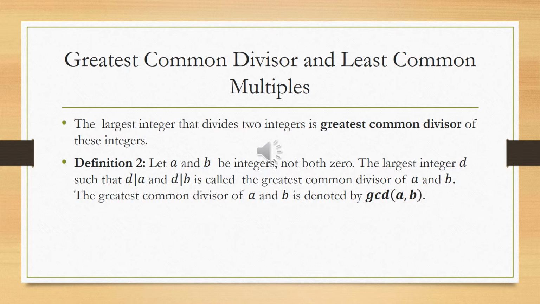Greatest common divisor and least common multiples. The largest integer that divides two integers is the greatest common divisor of these integers. Definition: let a and b be integers, not both 0. The largest integer d such that d divides a and d divides b is called the greatest common divisor of a and b. The greatest common divisor of a and b is denoted as GCD(a, b).